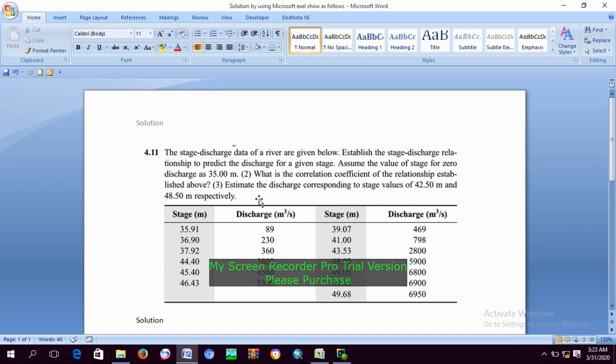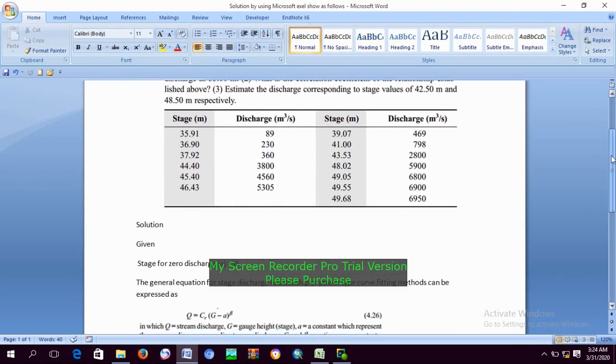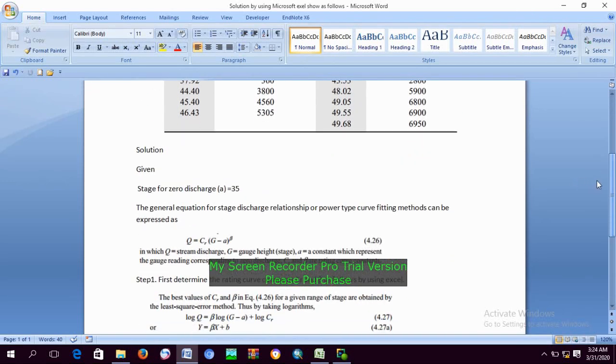42.5 meters and 48.5 meters respectively. In the third question, how to extend the rating curve after it is established, using some known zero-discharge stages. So in order to determine the stage-discharge relation, we should follow these steps and use the following formulas.